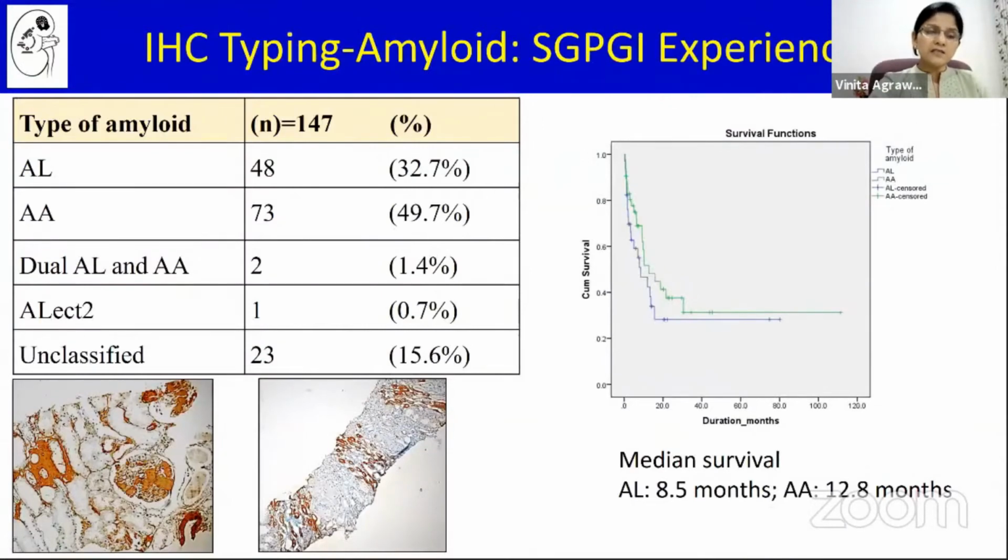In our experience, we have seen that SAA associated amyloid is most common, seen in around 50% of amyloids, and amyloid light chain is seen in about 1/3 of patients.